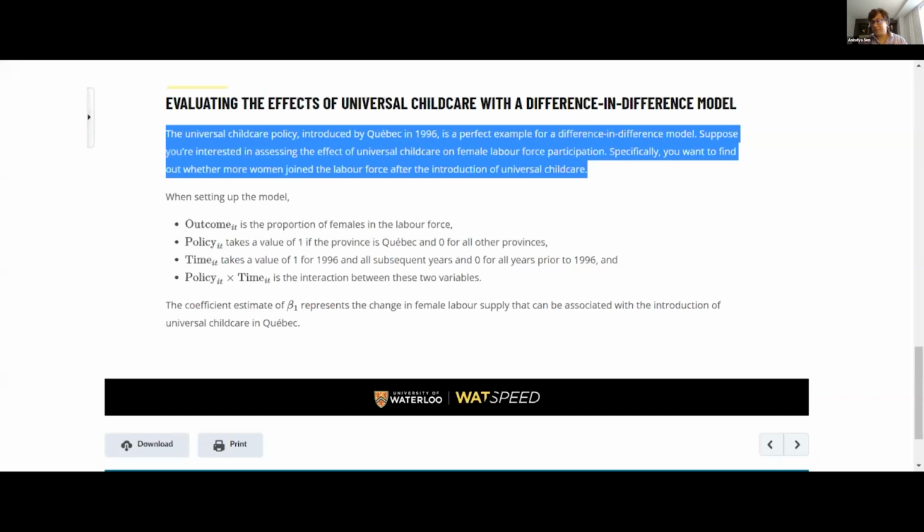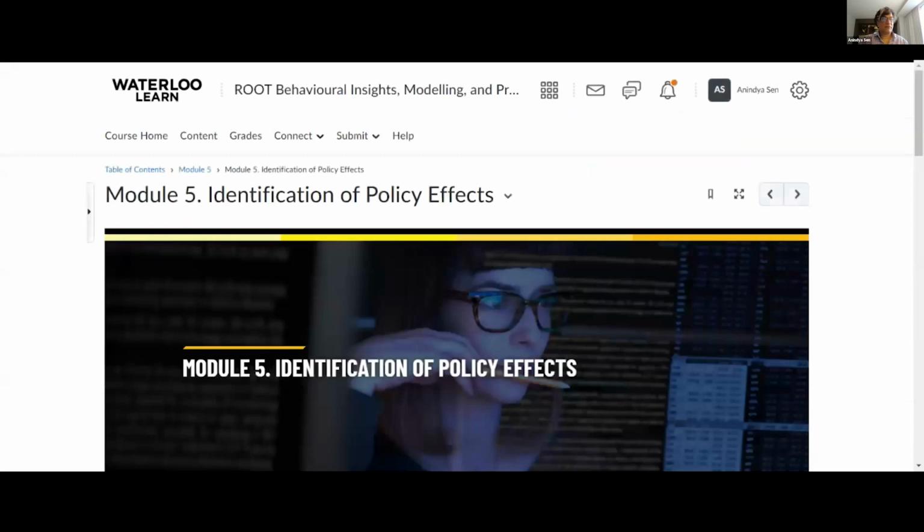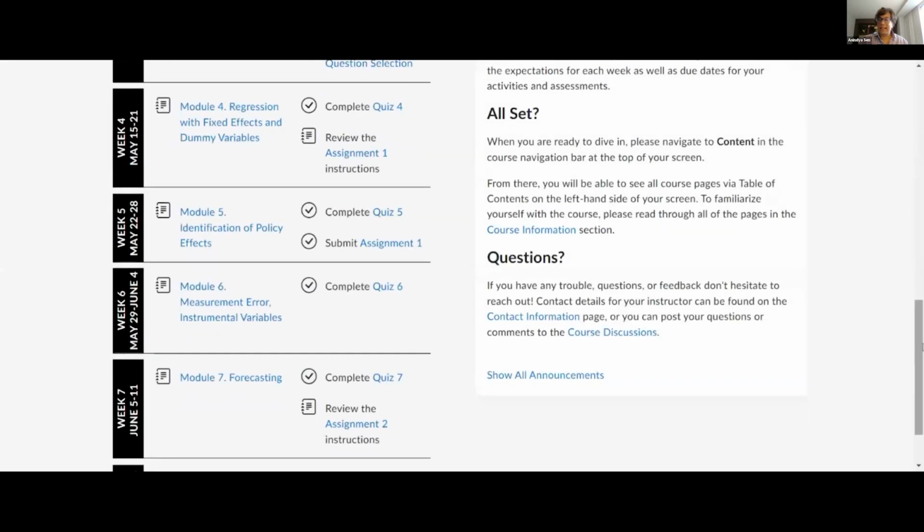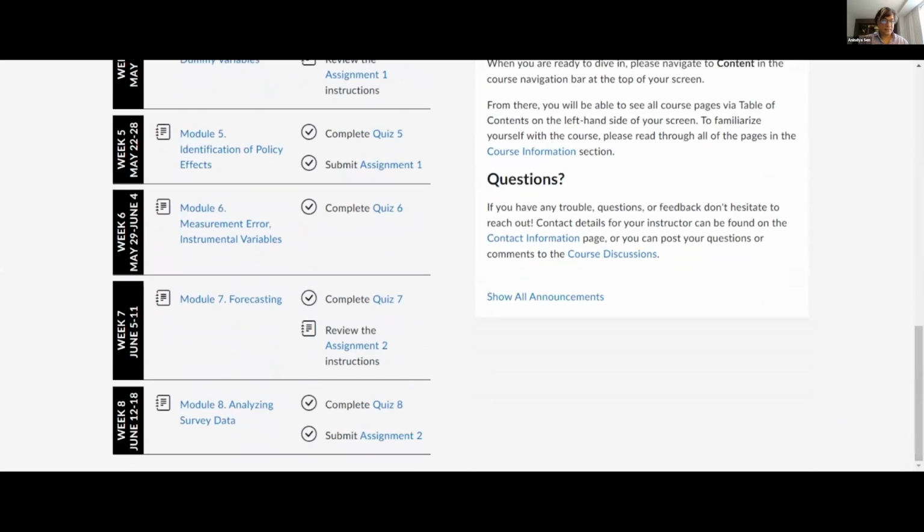I now unfortunately have only 8 minutes left. So what I'll do is I will quickly cover the other module, which I wanted to look at, and that is looking at survey data.